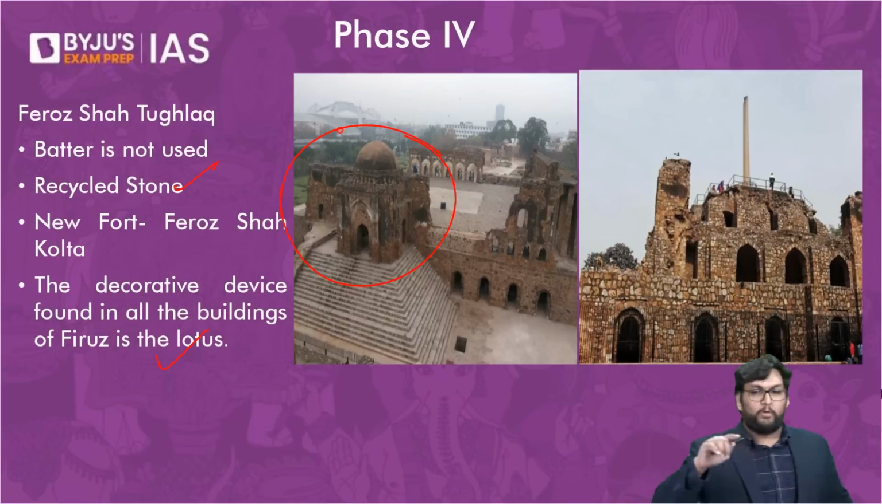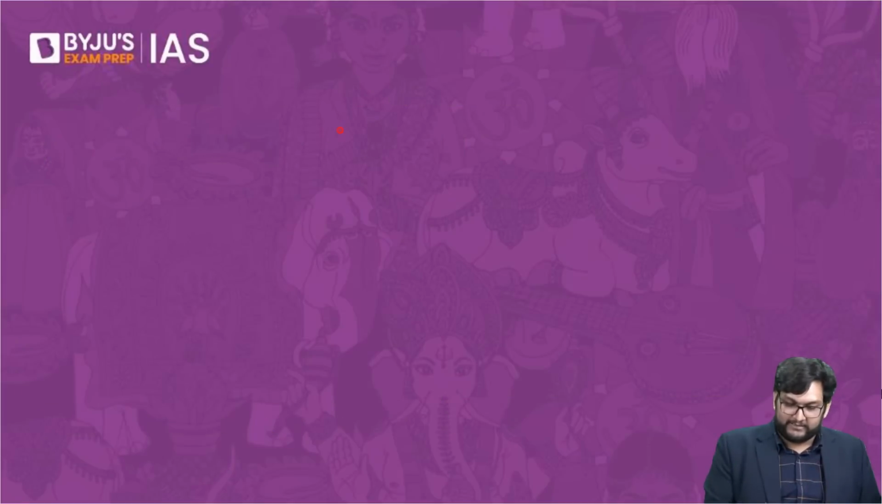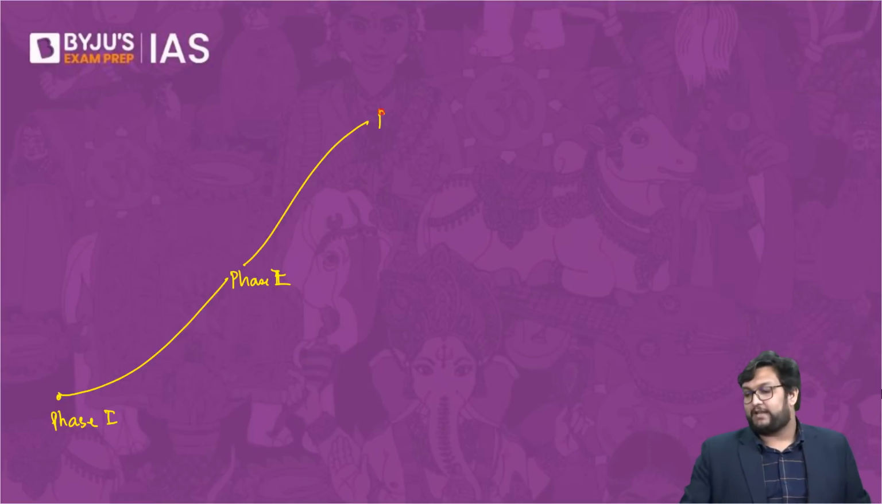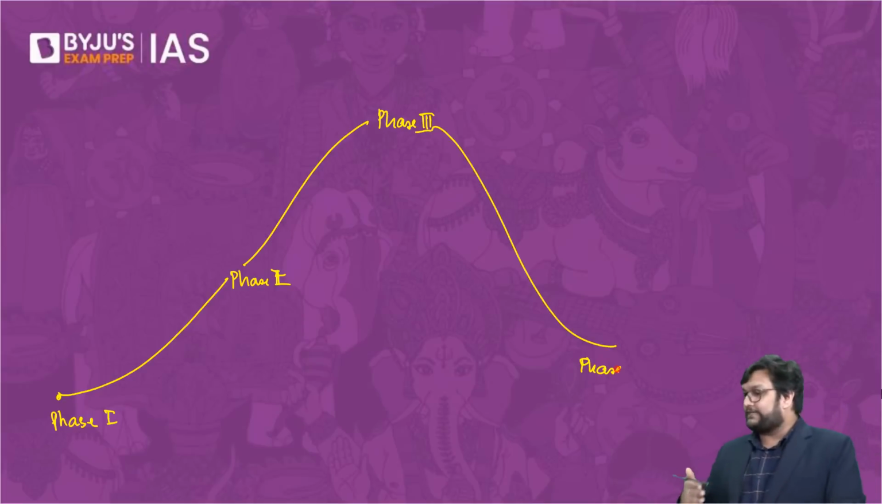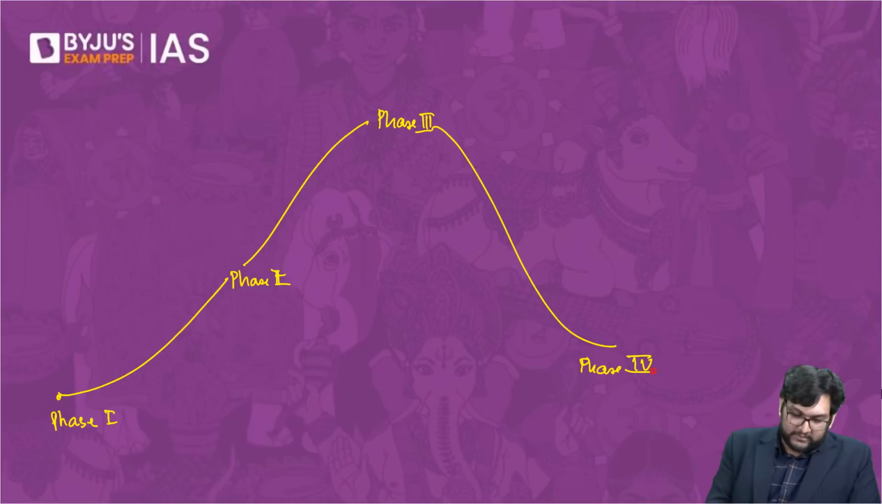So if you go by the 3-4 phases of Delhi Sultanate, the starting point is phase 1, then you come to phase 2, then you go to phase 3 where you reach the highest point, and then phase 4 shows you decline. This is how architecture is an indication or a window to politics, what we call basic economic and political stability.